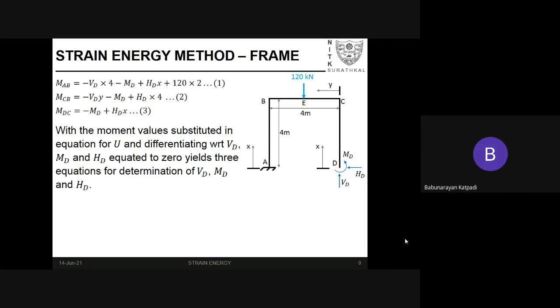Once the moment values are known to us, we substitute these moment values in the equation for strain energy. Once we write the strain energy equation, differentiating it with respect to the loads or the moment, that is VD, MD, and HD, should give us the conjugate displacement. These are the redundant reactions where the conjugate displacements are all zero. So we differentiate the strain energy with respect to these redundant reactions, VD, MD, and HD, and equate them to zero. If you do that, you will get three equations in terms of MD, VD, and HD. It will be simultaneous equations. And when those simultaneous equations are solved, you will get the values for the desired redundant reactions.